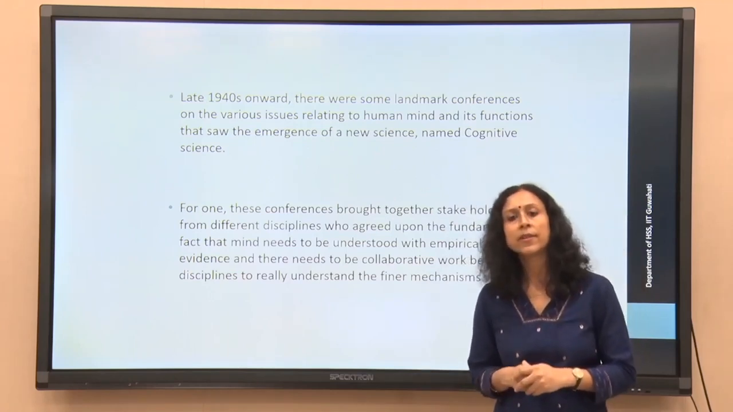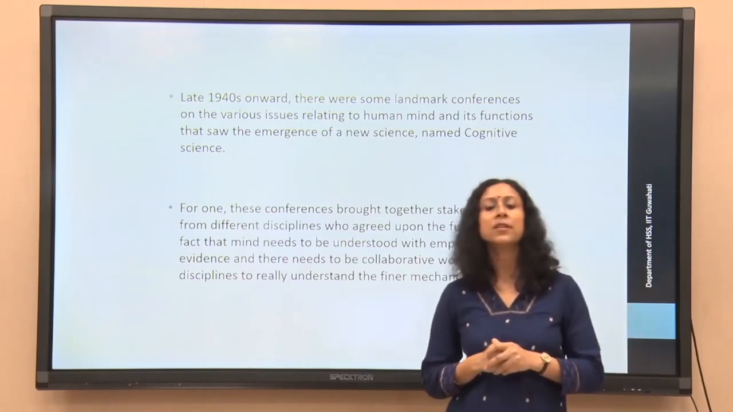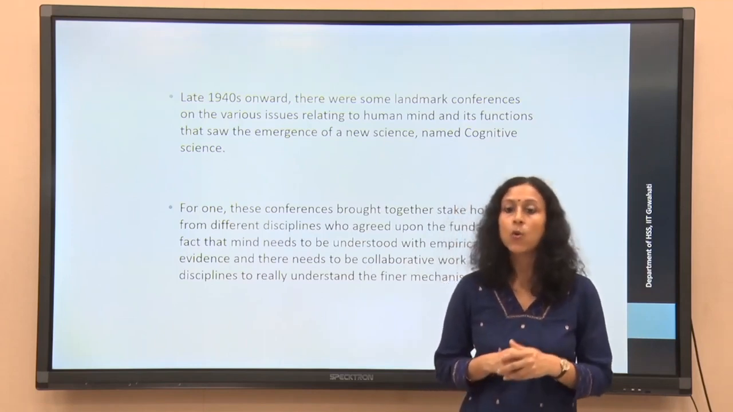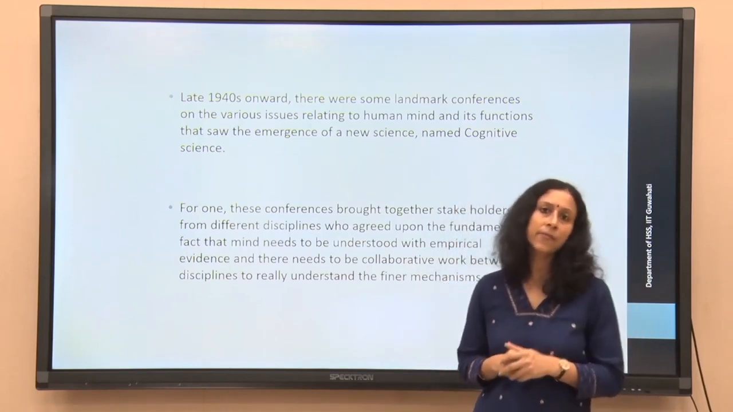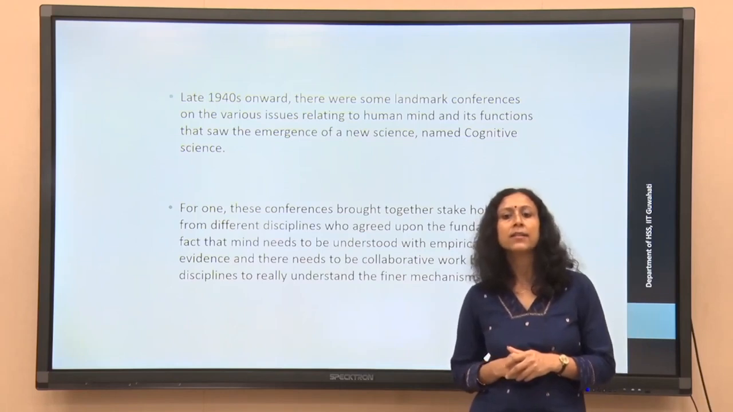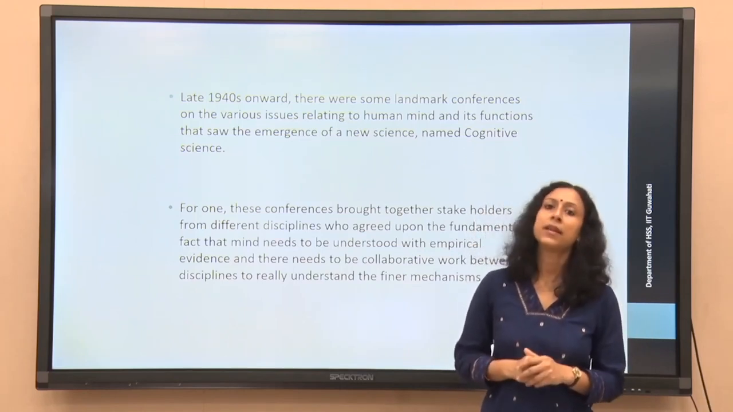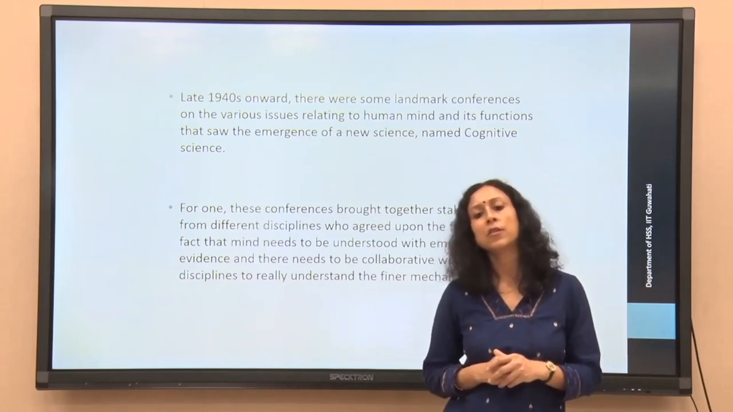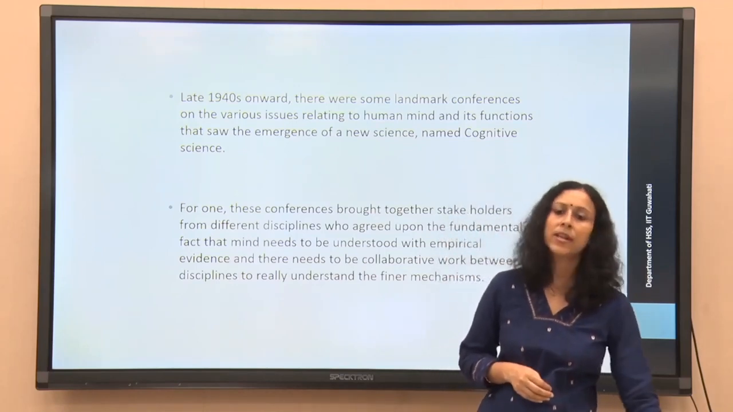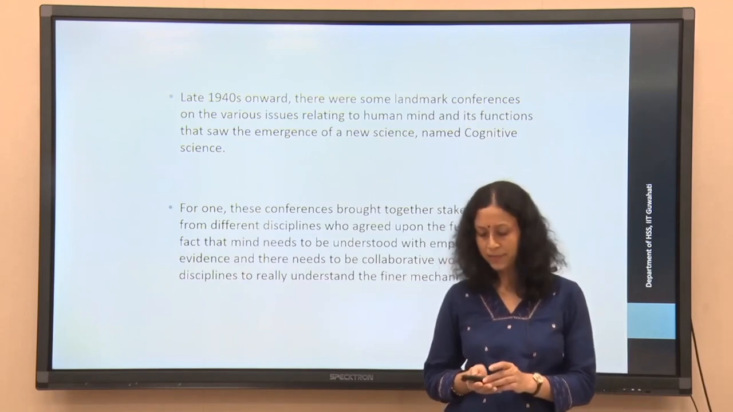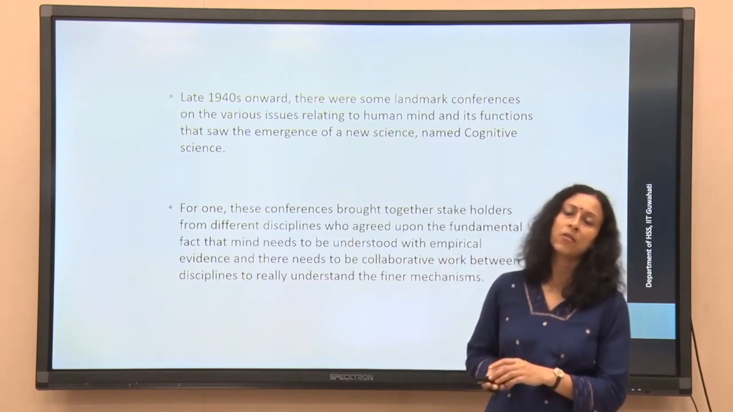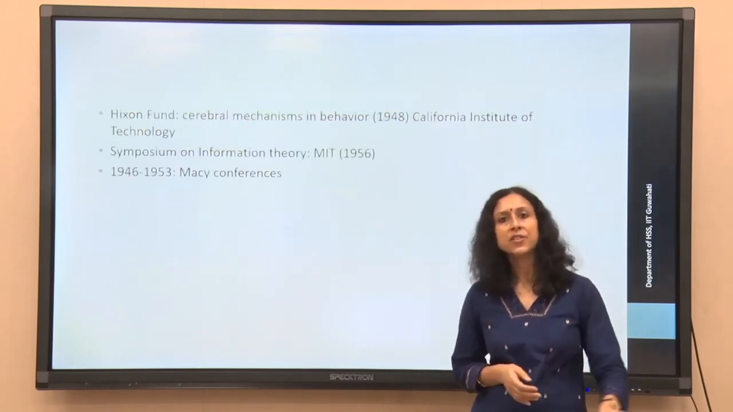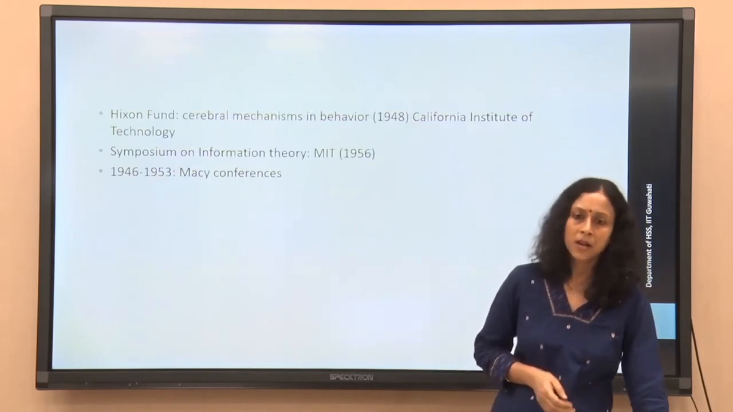For one, these conferences brought together stakeholders from so many disciplines who agreed upon the fundamental fact that the human mind needs to be understood with empirical evidence. And there needs to be a collaborative work between disciplines to really understand the final mechanisms. And that is why cognitive science is an essentially interdisciplinary domain.